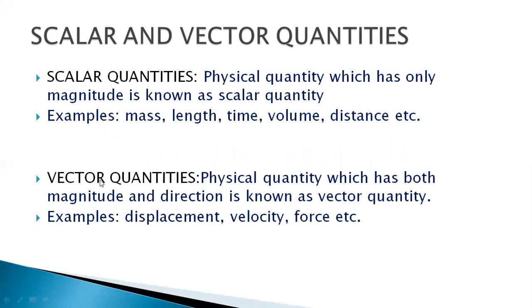So next one is vector quantities. See here, some of the physical quantities which have both magnitude and direction. So such physical quantities are known as vector quantities. For example, velocity, displacement, force.